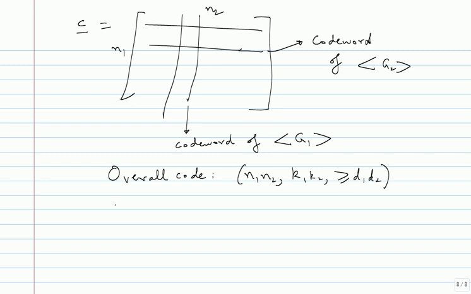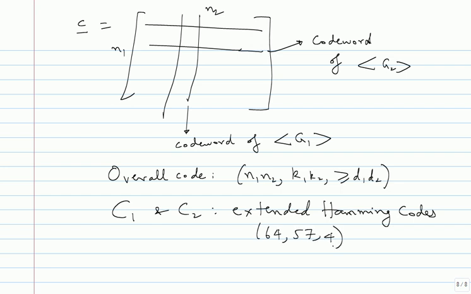For instance, the standard choice is you pick C1 and C2 to be extended Hamming codes. This is a very popular choice. For instance, the choice that was made for the code for this satellite modem that's out here in this building is basically we use the 64,57,4 extended Hamming code. The 63,57,3 is the Hamming code, 64,57,4 would be the extended Hamming code. If you use both of them as Hamming codes, what's the overall dimension? 64 times 64 is 4096, comma 57 times 57, comma 16.